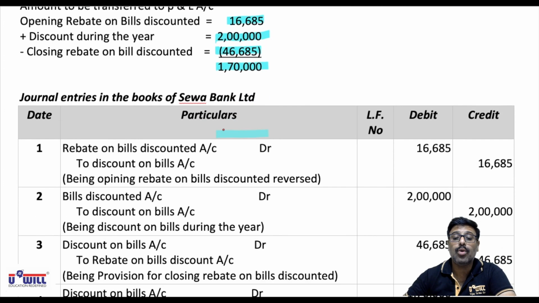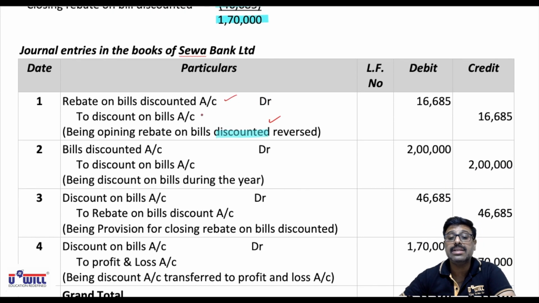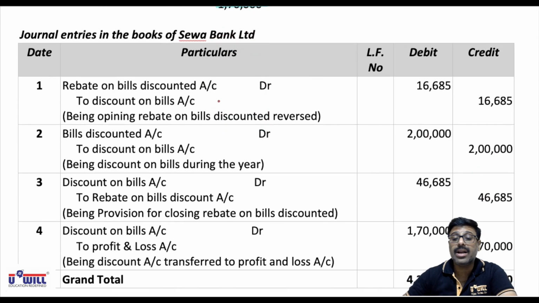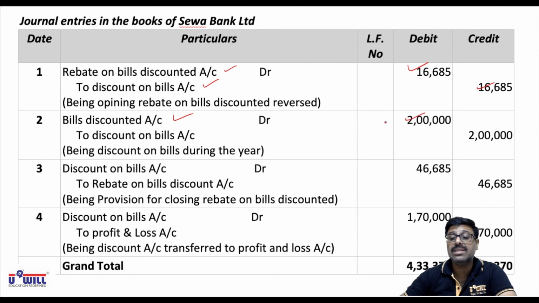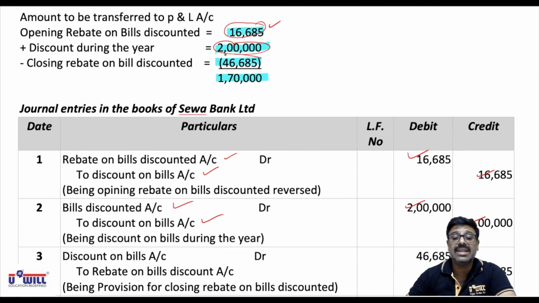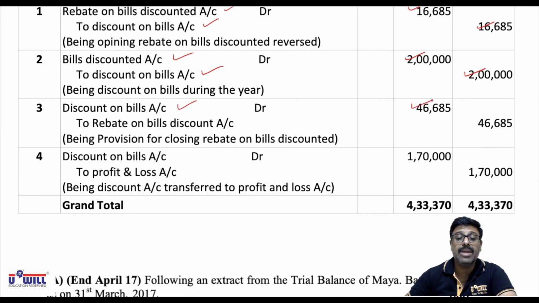First entry is for opening rebate. So rebate on bills discounted account debit to discount on bills, this 16,685. Second entry is for this 2 lakhs. Bills discounted account debit 2 lakhs to discount on bills account 2 lakhs. Third entry is for closing rebate 46,685. So discount on bills account debit 46,685 to rebate on bills discounted 46,685.